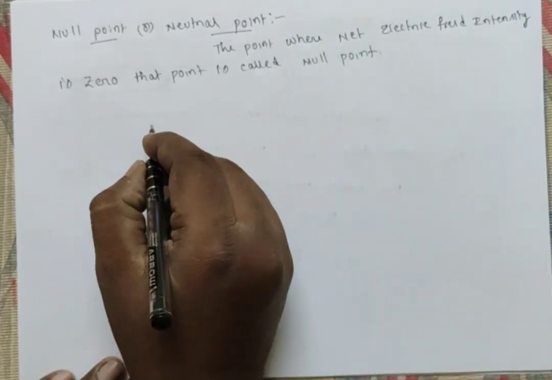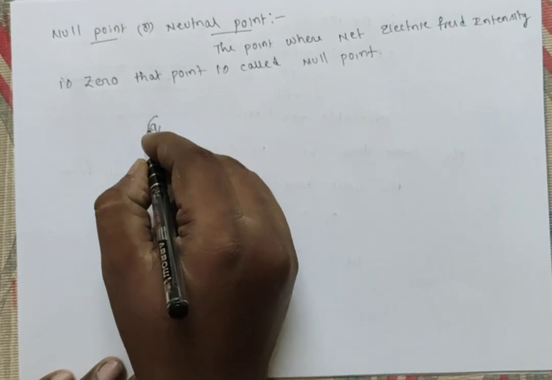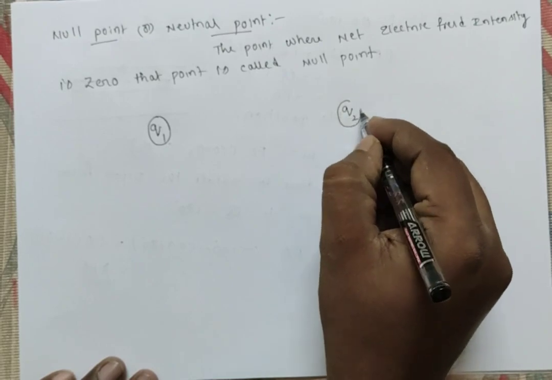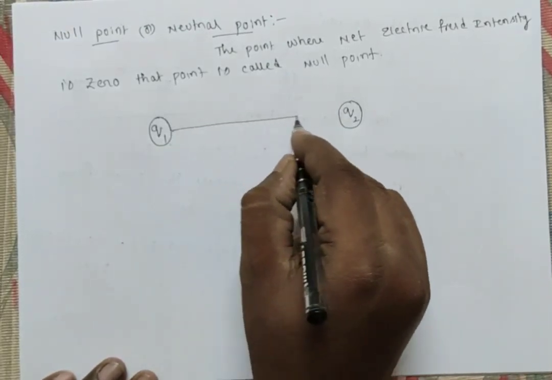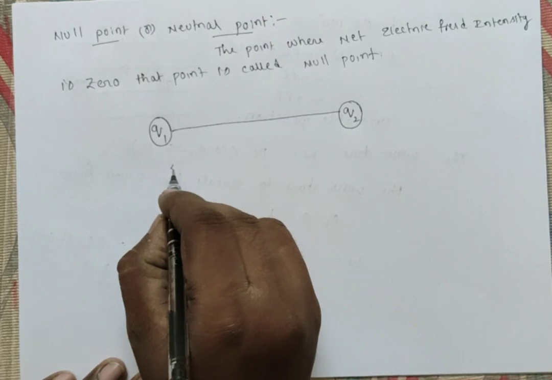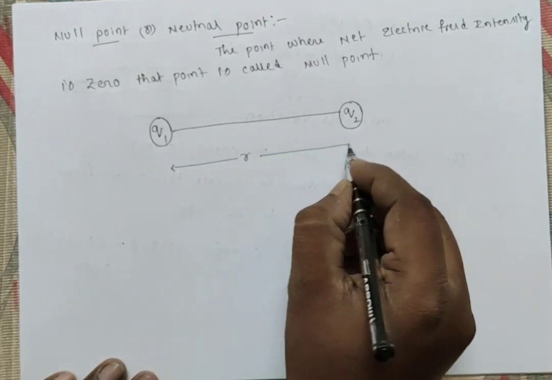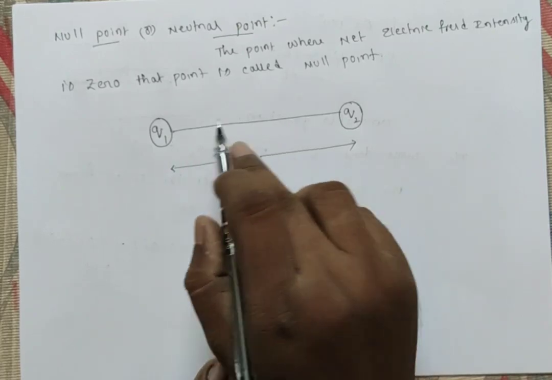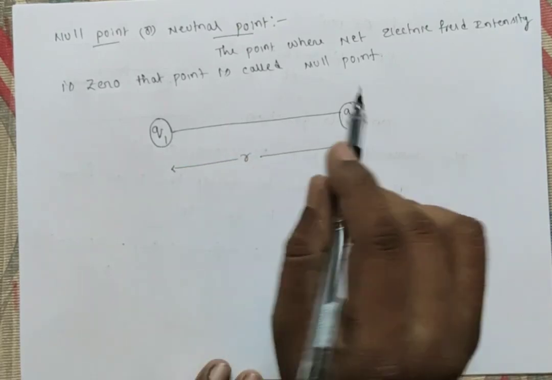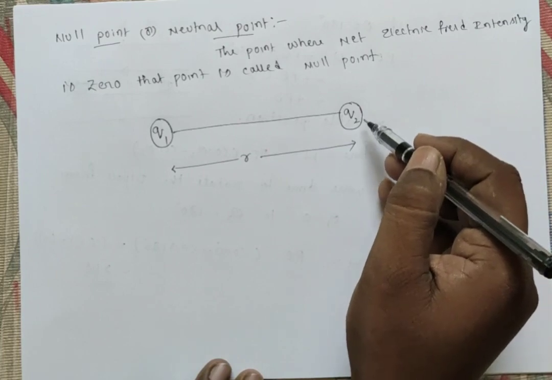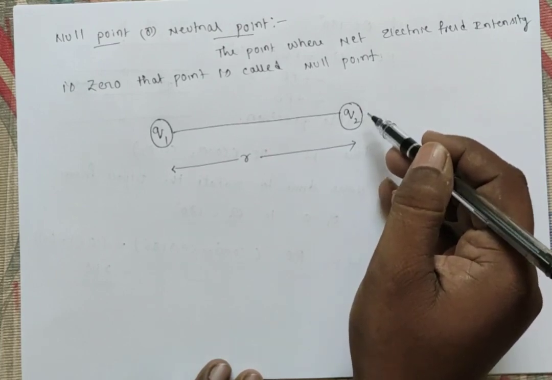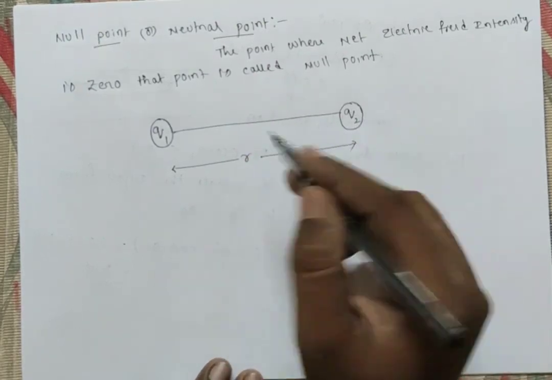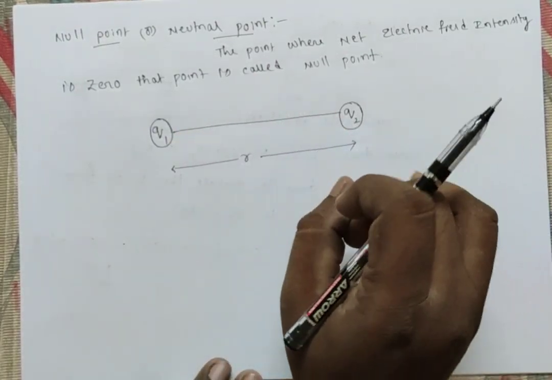Let us take a charge Q1 here and a charge Q2 here. These two charges are separated by a certain distance r. Somewhere, the electric field produced by the charge Q1 and the electric field produced by the charge Q2 will be equal and opposite, so the net electric field intensity becomes 0. Where it happens in between the charges, we don't know.